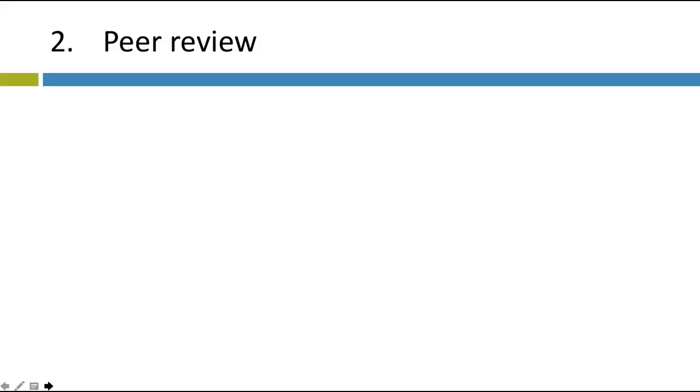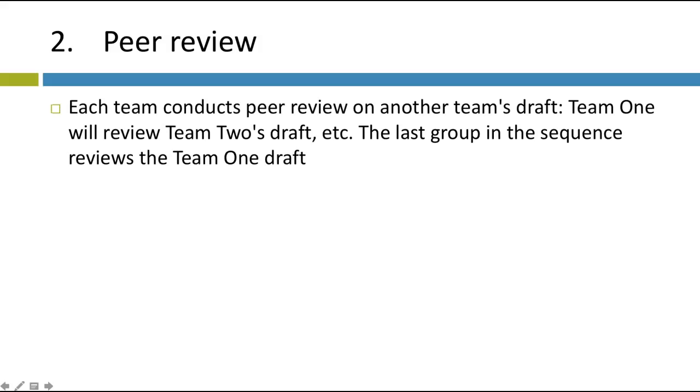Let's talk about peer review now. So the way this is going to work is that each team is going to conduct a peer review on another team's draft. And we're going to do it like this. Team 1 will review the draft of Team 2. Team 2 will review the draft of Team 3, for instance, and the last group in the sequence will review the draft of Team 1. So nice and simple.